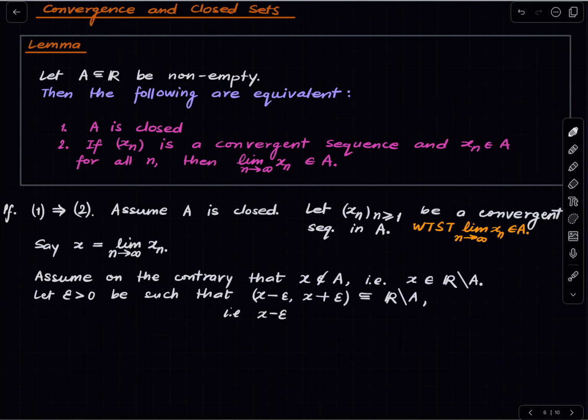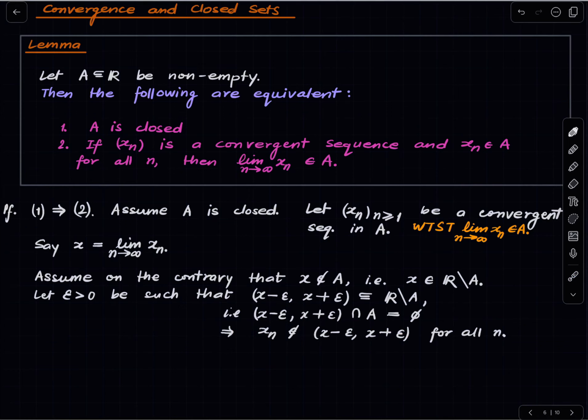this interval is contained in the complement of A, which is to say that this interval does not intersect A, or intersects A in the empty set, which implies that Xn does not belong to this interval for any n. I mean, this not belongingness is true for all n.